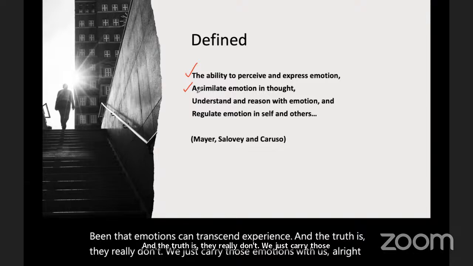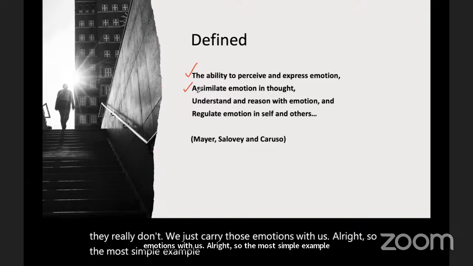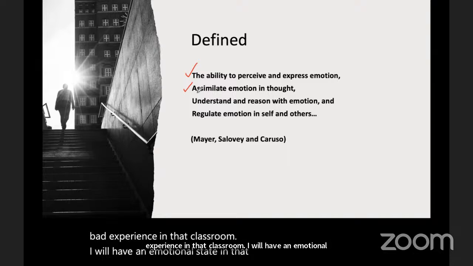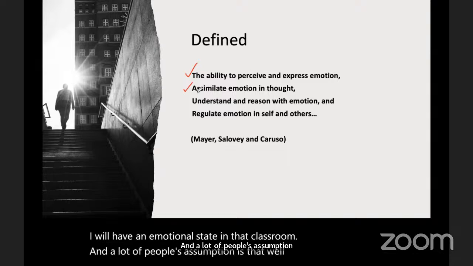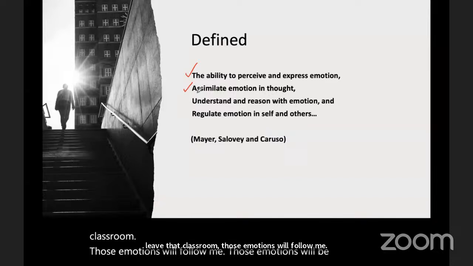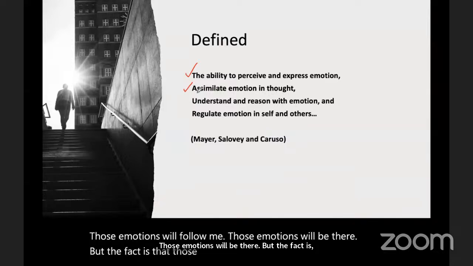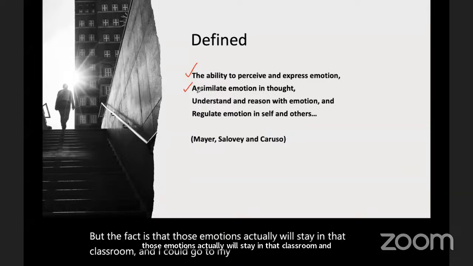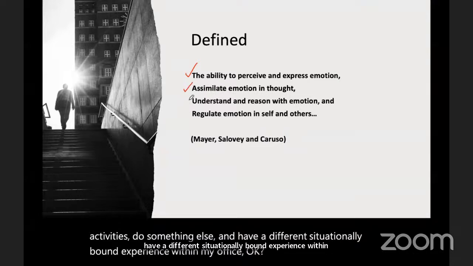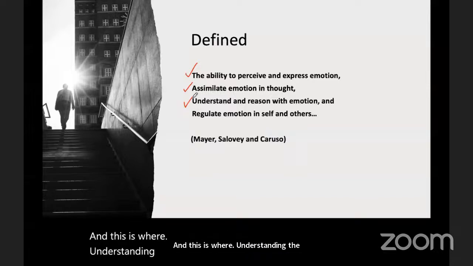All right. So the most simple example is if I walk into a classroom and I have a bad experience in that classroom, I will have an emotional state in that classroom. And a lot of people's assumption is that, well, when I leave that classroom, those emotions will follow me. Those emotions will be there. But the fact is that those emotions actually will stay in that classroom, and I could go to my office, do some breathing activities, do something else, and have a different situationally bound experience within my office. Okay. And this is where understanding the reasons we have emotions and to regulate them with self and others.